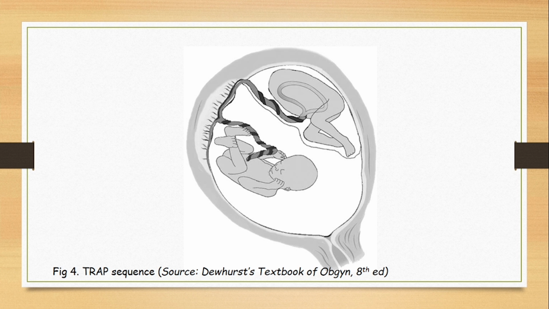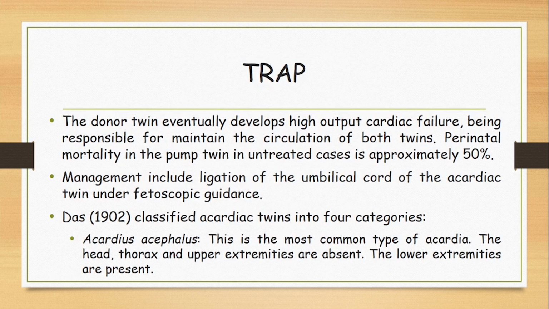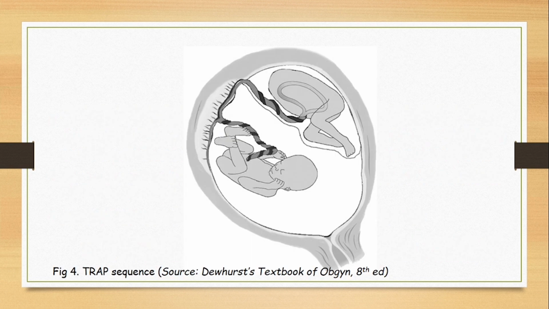You can see this diagram shows what is happening. You can see the area of linkage. This is the placenta bed, this is the cord of the first twin, and this is the cord of the second twin. And you can see the area of arterial anastomosis.